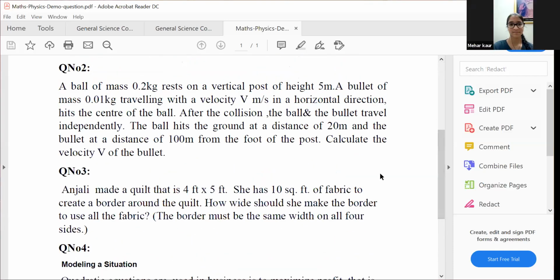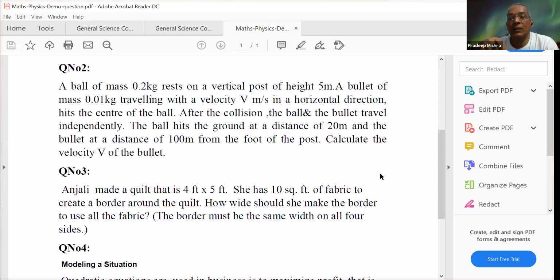Can we read question number 2? A ball of mass 0.2 kg rests on a vertical post of height 5 meter. A bullet of mass 0.01 kg traveling with a velocity v meter per second in a horizontal direction hits the center of the ball. After the collision, the ball and the bullet travel independently. The ball hits the ground at a distance of 20 meter and the bullet at a distance of 100 meter from the foot of the post. Calculate the velocity v of the bullet.